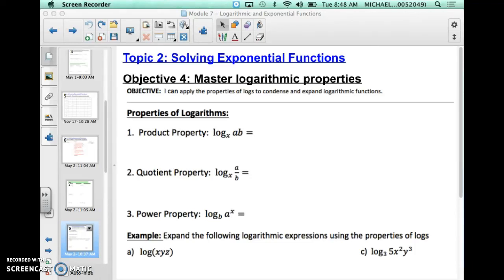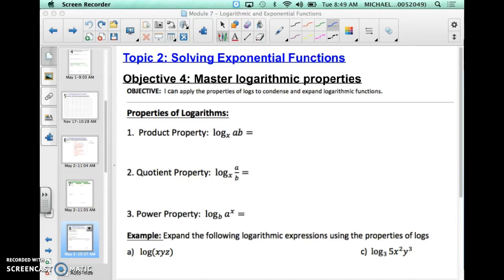In this video, we're going to talk through Objective 4, Mastering Logarithmic Properties. There are three properties I want to talk about throughout this video, and in this instance, these properties are going to expand logarithmic functions, but they work hand in hand. You can use them to expand functions or condense them back to their original form.